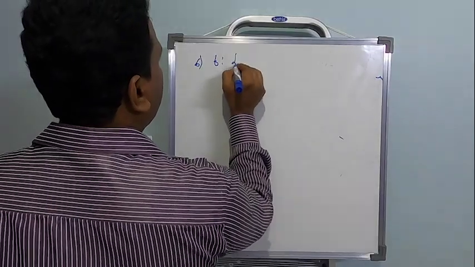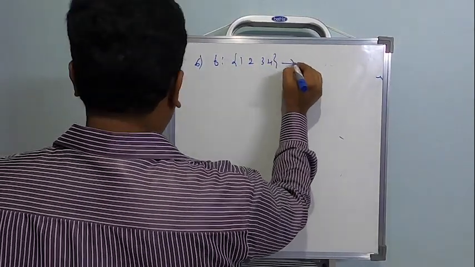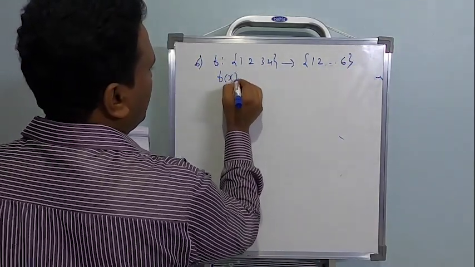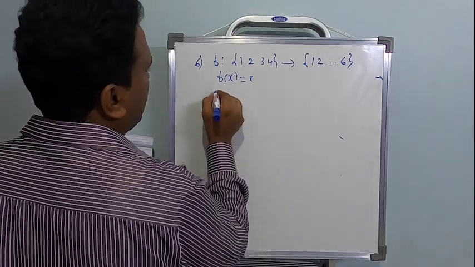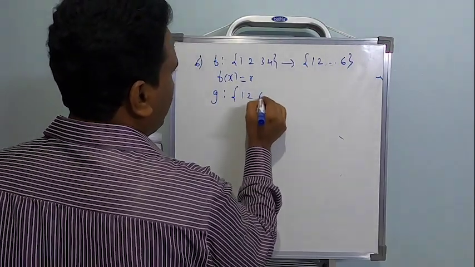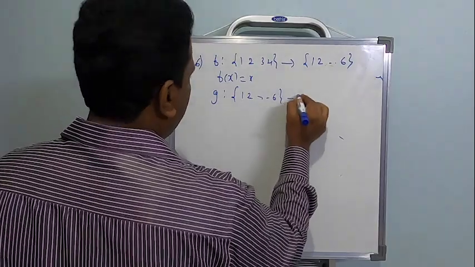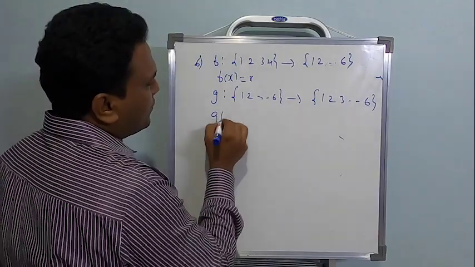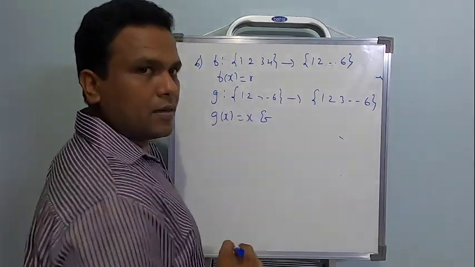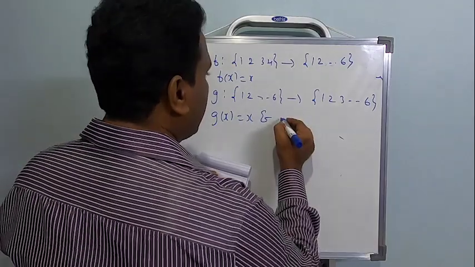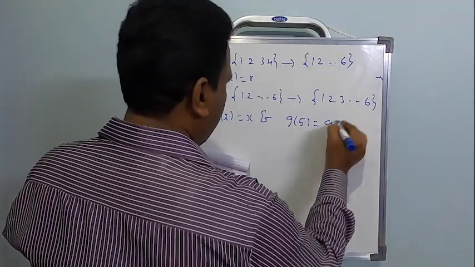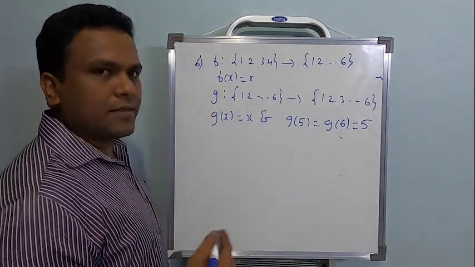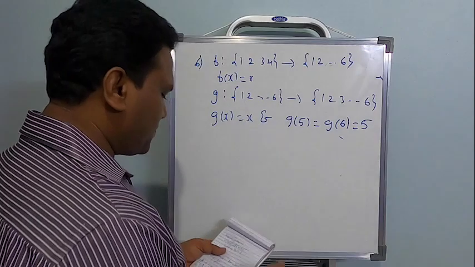So f is a function defined from the set 1, 2, 3, 4 to another set 1, 2, 3 up to 6. It is defined as f of x equal to x. And let me consider one more function g. g is defined from 1, 2, 3 up to 6 to one more set, which is also 1, 2, 3 up to 6. This is also defined by g of x, and there is one more condition. Now in this one I will assume g of 5 is equal to g of 6 equal to 5. Right. So let us try to find out the composition of the function.